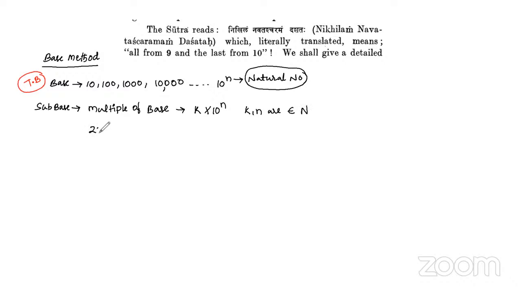For example, 20, 30, 40, 50, and so on. All these numbers are multiples of 10. Or 200, 400, 700, 1200, these are multiples of 100. Suppose you are taking 1000 multiples: 3000, 7000, 13,000. So these are all multiples of the base. That is the reason we call it a sub-base number. I hope you understand the base and sub-base concept here.